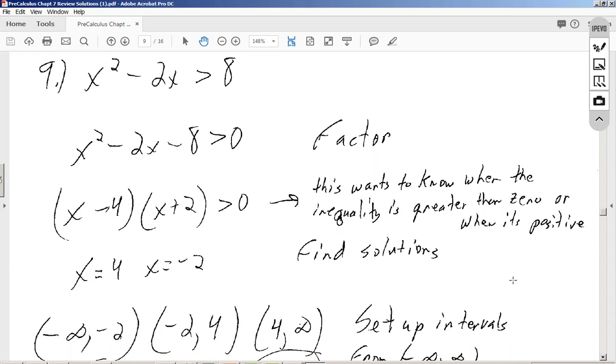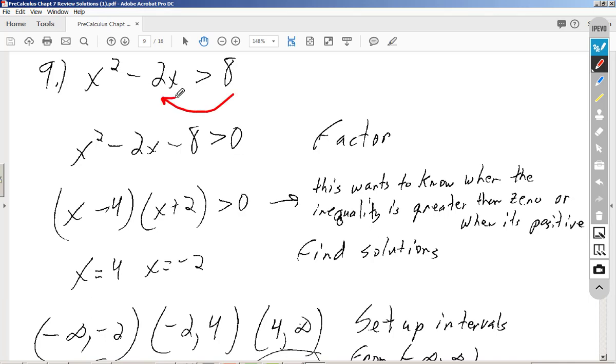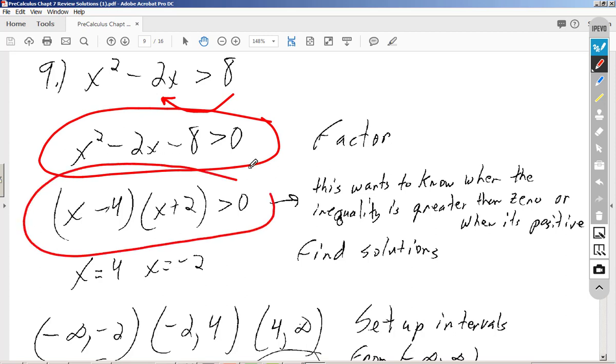Looking at number 9, it says to solve the inequality. So we've got our inequality of x squared minus 2x is greater than 8. So this is a quadratic inequality. Remember your first step on a quadratic inequality is to factor it. To be able to factor this, I'm going to have to move that 8 over. So I get x squared minus 2x minus 8 is greater than 0. Now I factor this to x minus 4 times x plus 2 is greater than 0. So I find my zeros, which are x equals 4 and x equals negative 2.